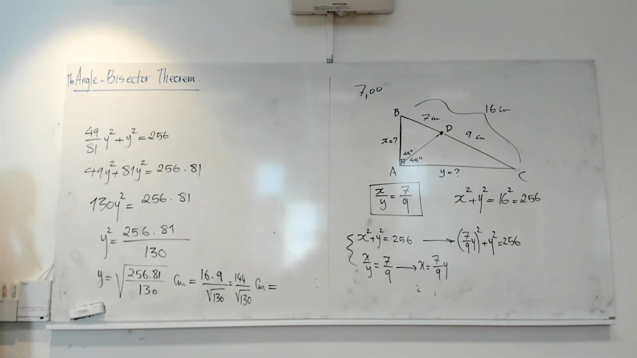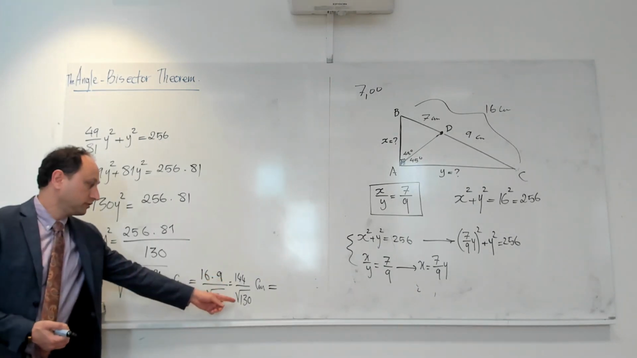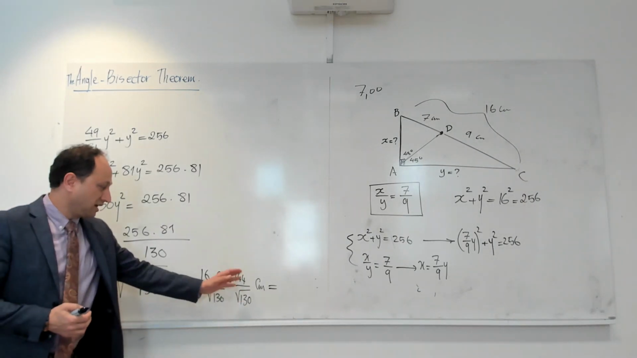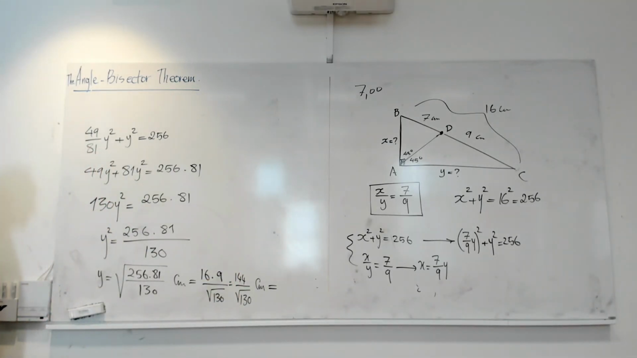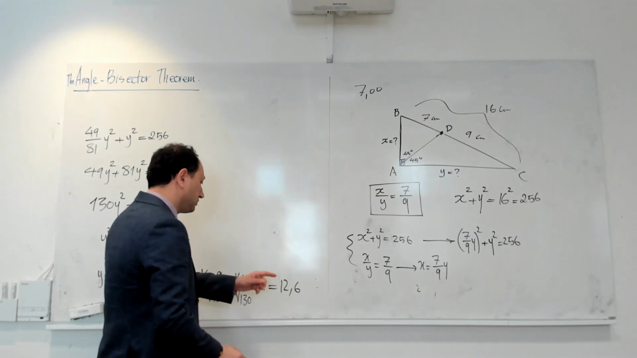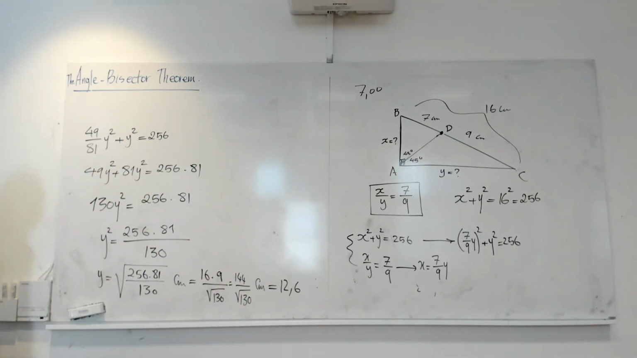It should be around 13 or something, yes or no? What's the answer? No one got it? 144 divided by square root of 130. Because this is less than 12, I guess that it should be around 13 or something. 12.63? 12.63 is what I got. Okay, 12.63. So I want to keep 3 significant figures, so I stopped there.